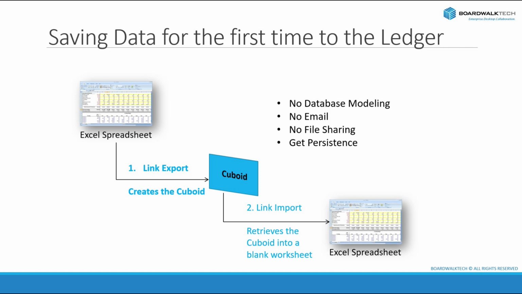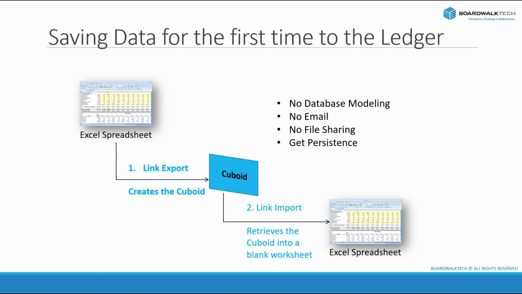Let's explore the functionalities of the Boardwalk ledger, beginning with the process of storing data in Boardwalk's digital ledger. To incorporate an Excel sheet into our digital ledger, we utilize Boardwalk's link export feature. This function transfers the data from the Excel sheet to the Boardwalk database, where a cuboid is generated based on the rows and columns within the worksheet.